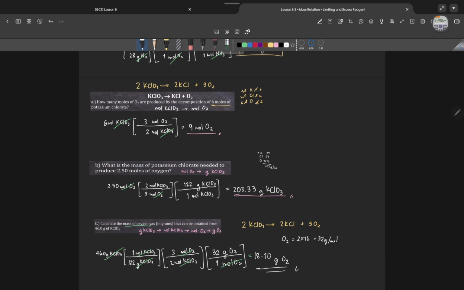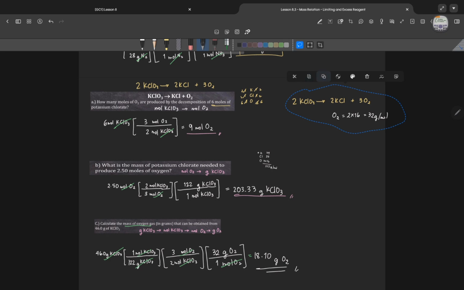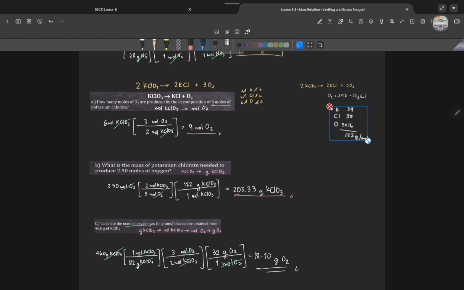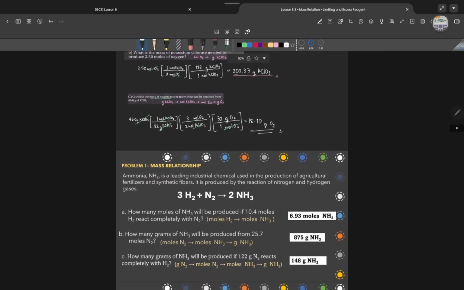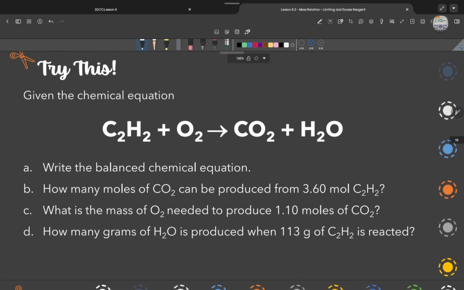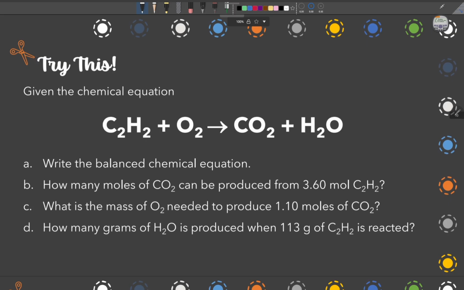So most of the time you will be needing the balanced equation and the molar mass of whichever substances are required. Okay, there. So for your practice, here's the problem. Try to answer this. Okay, step 1 is to balance the equation and then do the conversion.